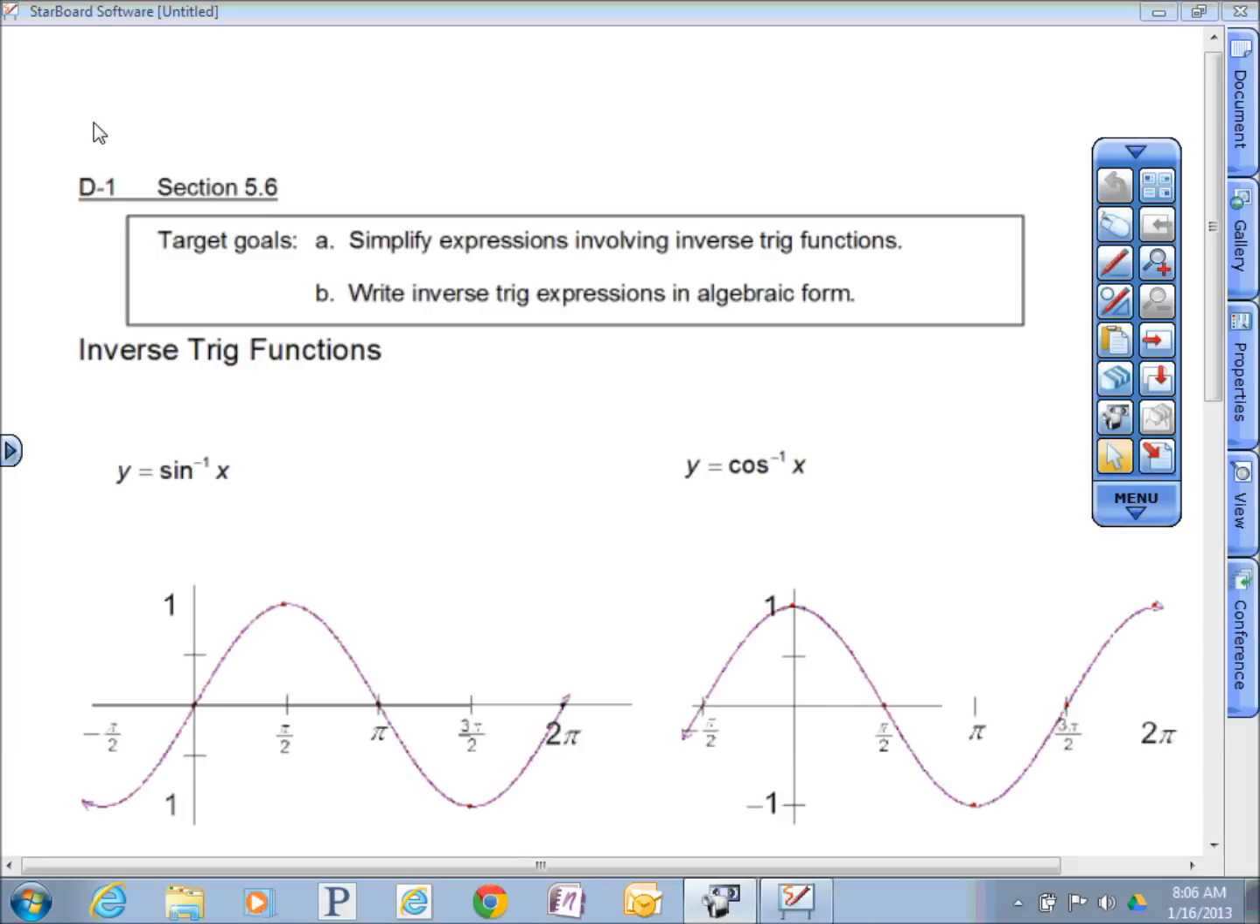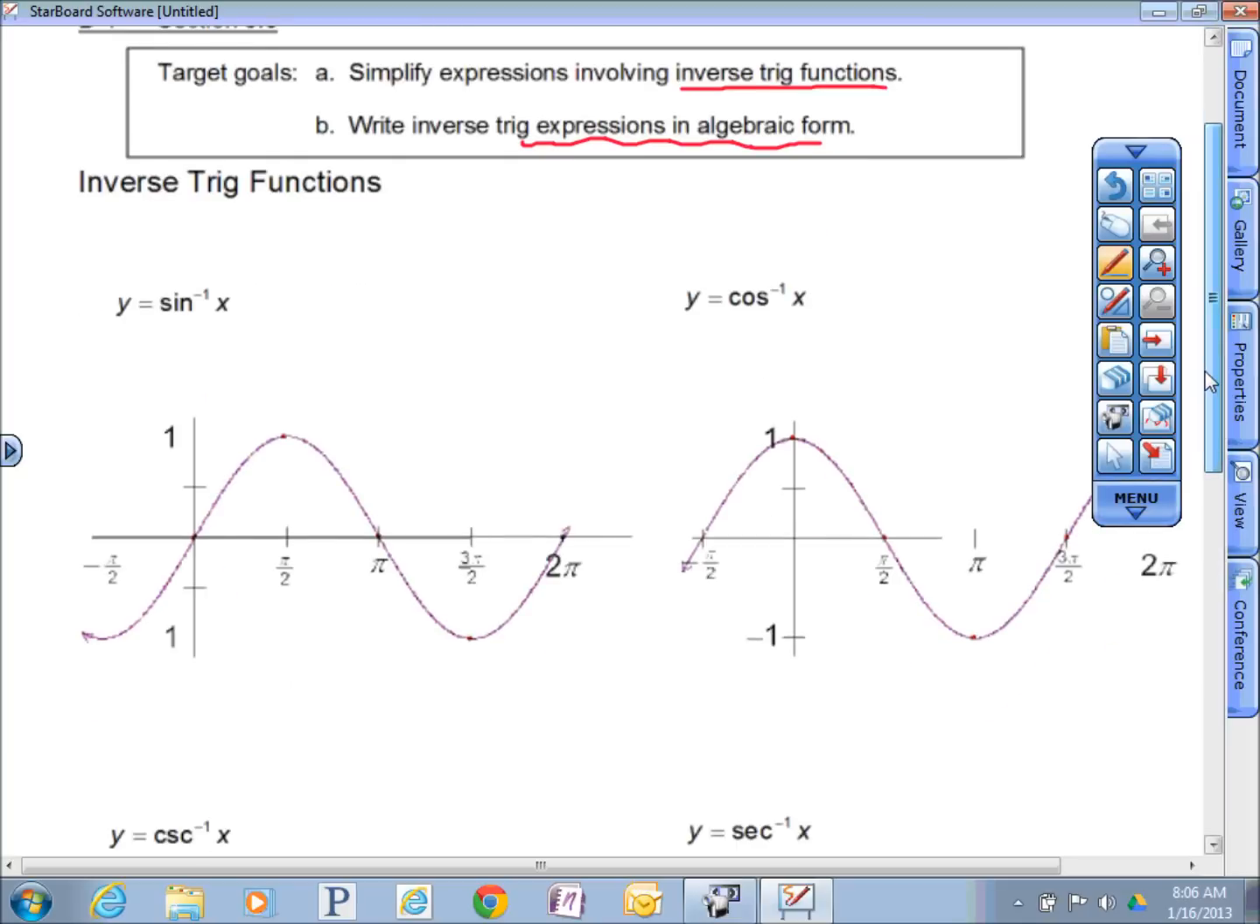Section 5.6. We're going to go back and take a little walk down memory lane through our pre-calculus class once again. One of the things we're going to find after doing all these inverse functions in the first part of this chapter is that now we're going to reintroduce trigonometry. So our first goal is to look at inverse trig functions, and then we're going to try to rewrite some of these trig functions in algebraic form.